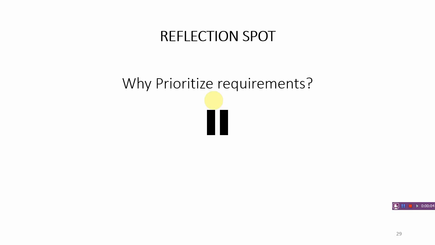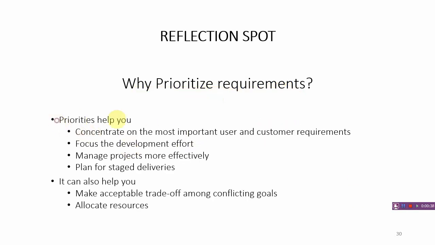Before moving further, let us pause the video, think, and record in your notebook that there is a need to prioritize the requirements. Let us compare your notes with the upcoming description in the slides. So priorities help you in concentrating on the most important user and customer requirements. It helps you in focusing the development effort, managing the projects more effectively, and planning for stage deliveries. It can also help you in making acceptable trade-offs among conflicting goals as well as allocating the resources properly.